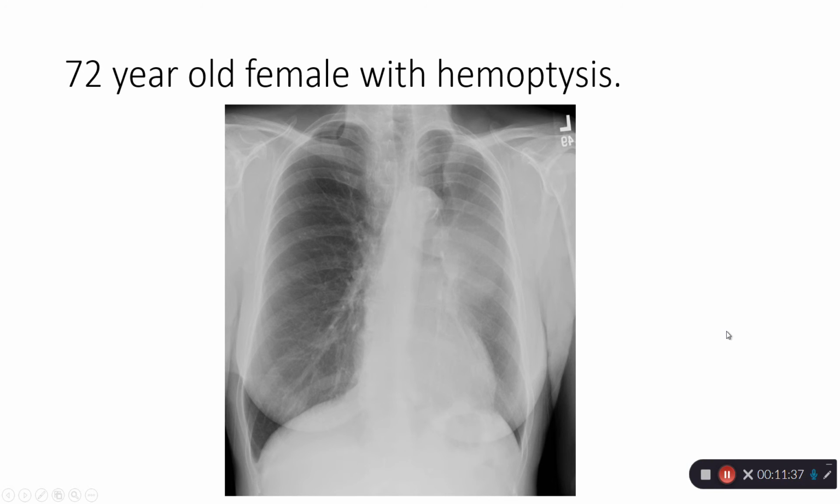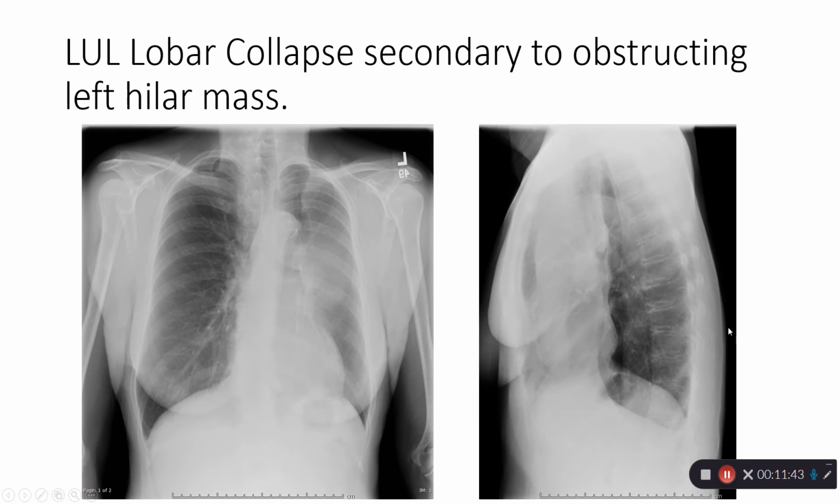72-year-old female presenting with hemoptysis. Much different appearance of this radiograph. So we can see that there is this hazy opacity involving the left lung. On the lateral view, we have this anterior opacity with hyperexpansion and lucency of the left lower lobe. This is an example of left upper lobe collapse. And this is secondary to this large obstructing left hilar mass.